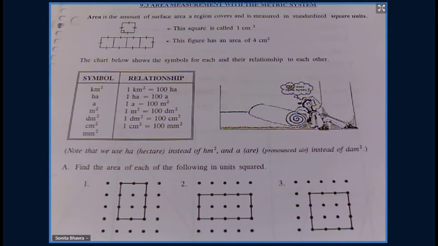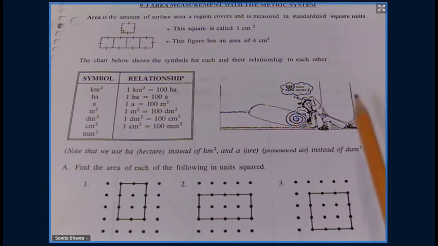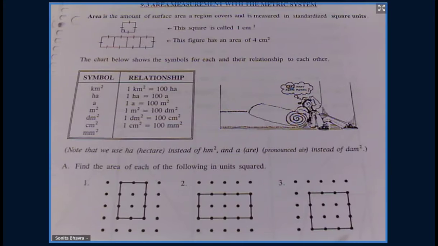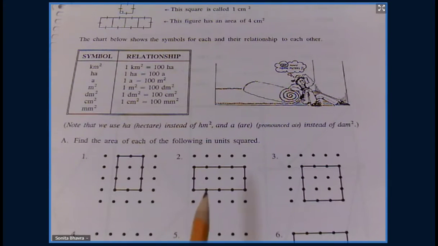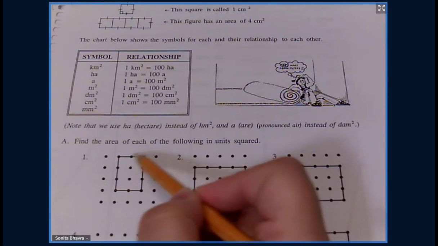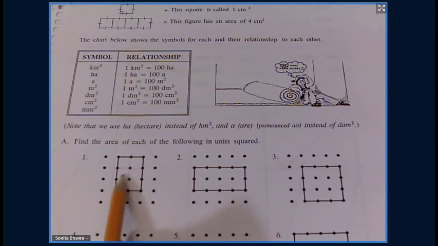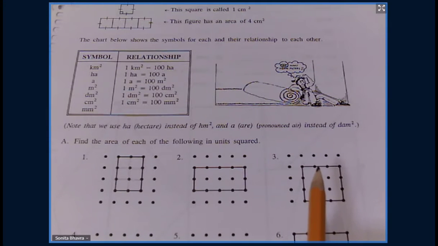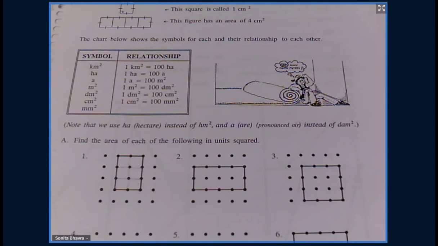All right, so using what we just talked about, that 1 square is 1 centimeter squared, you are able to figure out the area of the following figures. So for example, if we look at this example here, you can see how many squares are inside this figure. So 1, 2, 3, 4, 5, 6. So therefore you would say the area of this figure is 6 units squared.